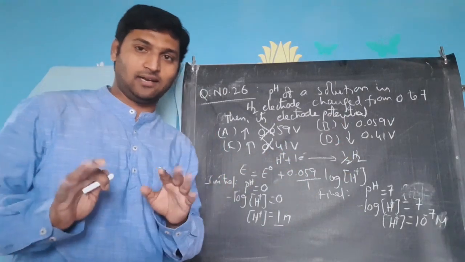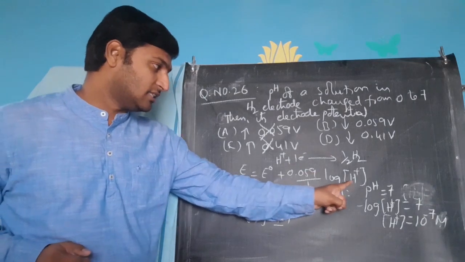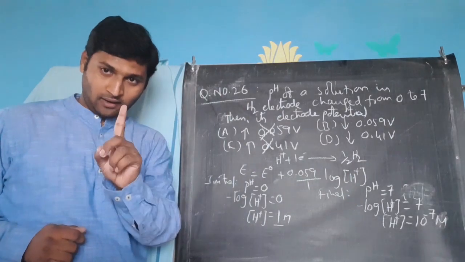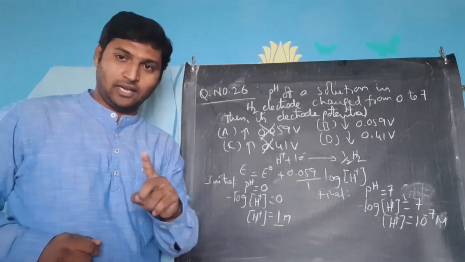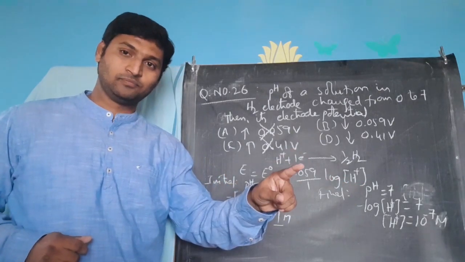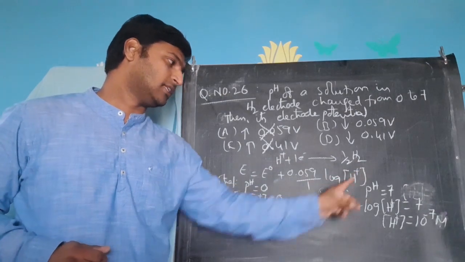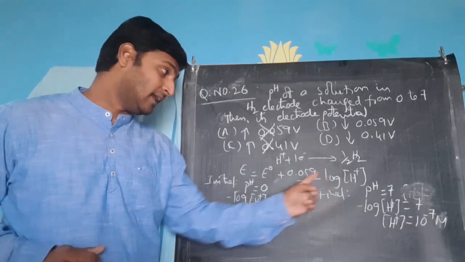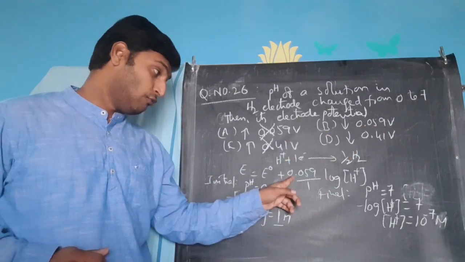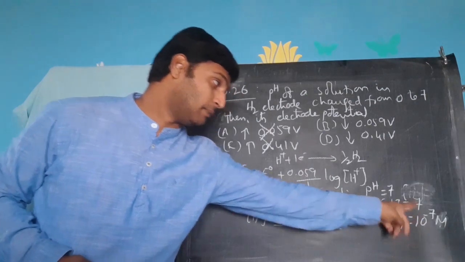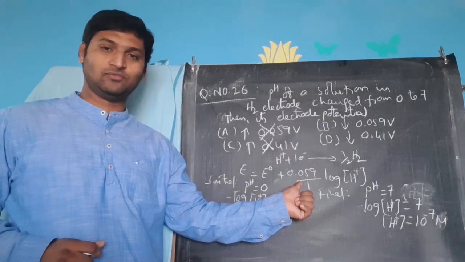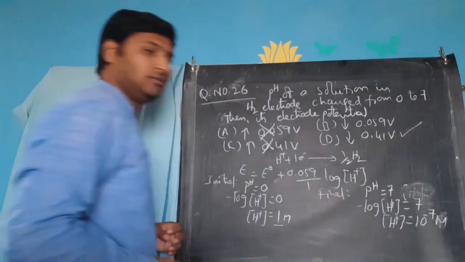Actually, without calculation, I can tell. Why? If the value of log of H plus concentration comes equal to minus 1, that means if H plus ion concentration were 10 power minus 1, log 10 power minus 1 comes out to be minus 1. Then it would have decreased by 0.059 because minus 1 into 0.059. Whereas here the concentration is 10 power minus 7 molar, meaning something gets multiplied with 0.059. So obviously the answer must be option D.